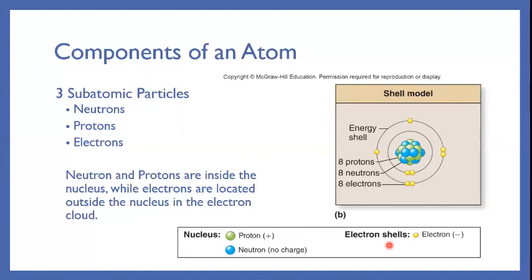And we're going to find out that sometimes we can take one of those electrons away and give our atom a positive charge, or maybe we give it an extra electron and give it a negative charge. We don't change the number of protons. Those are always the same, but we can change the number of electrons on the outer shells.